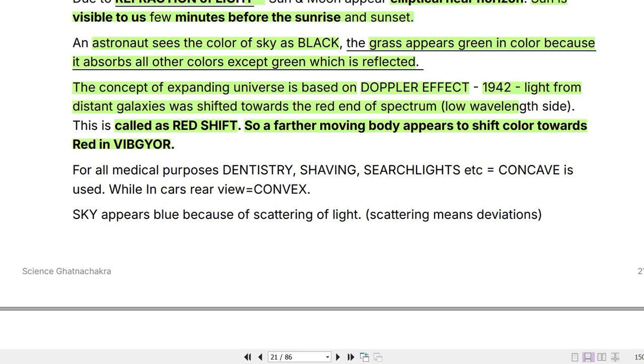हाँ बस ठीक है. तो फॉर ऑल मेडिकल पर्पसेस, डेंटिस्ट्री, शेविंग, सर्च लाइट्स वगैरह ये सब कॉनकेव में हम ऑलरेडी पढ़ चुके हैं. जबकि कार के रियर व्यू मिरर में कॉन्वेक्स इस्तेमाल होता है. पर्सनल रीडिंग ग्लासेस में कॉन्वेक्स इस्तेमाल होता है. कार के रियर व्यू में कॉन्वेक्स इस्तेमाल होता है.